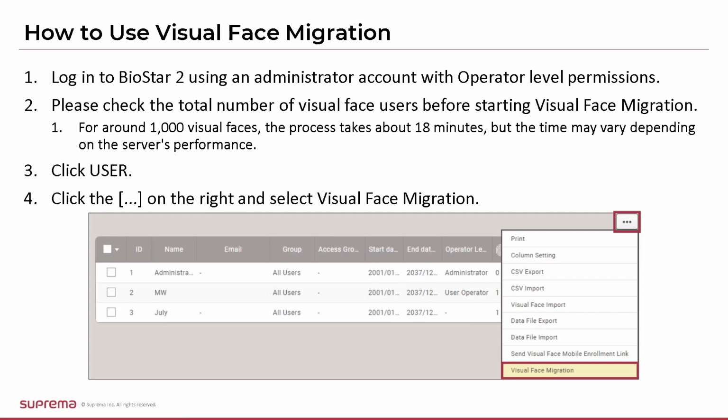Let's take a look at the order of using visual face migration. After logging into BioStar 2, check the total number of visual face users in the dashboard menu that appears first and estimate the downtime for using BioStar 2 in advance. After clicking the user menu, select the three dots in the upper right and then click Visual Face Migration.